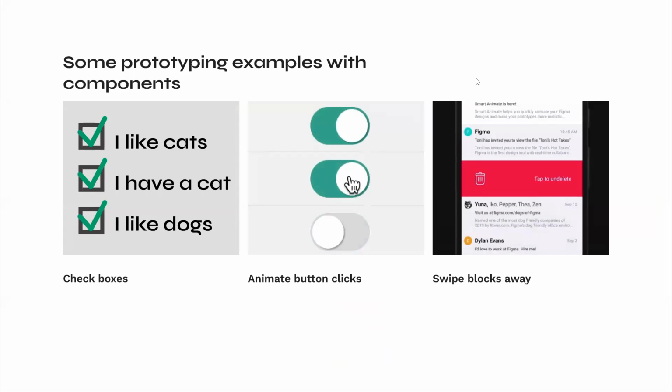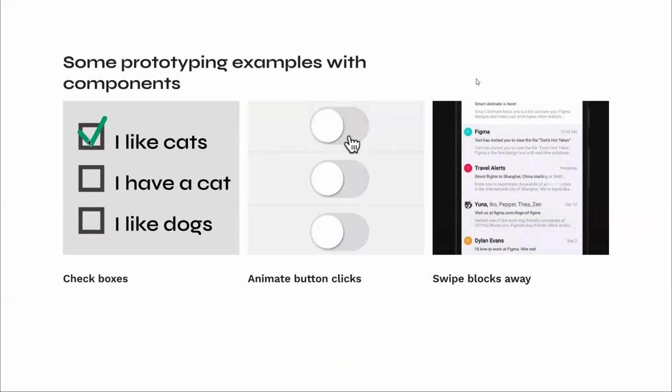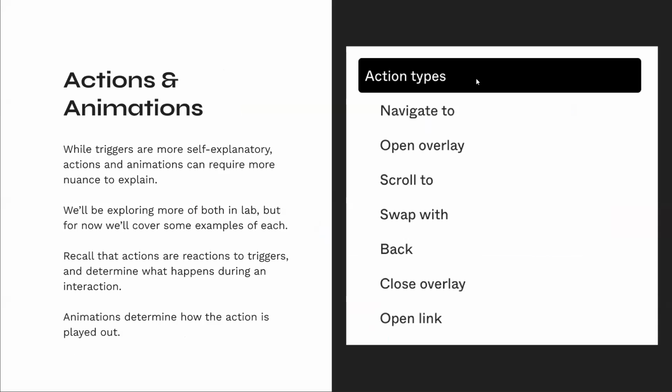Some prototyping examples with components are checkboxes, animating button clicks, and also swiping blocks away, like deleting emails. While triggers are more self-explanatory, actions and animations can require more nuance to explain. We'll be exploring more of both in the lab, but for now we'll cover some examples of each. Please recall that actions are reactions to triggers and determine what happens during an interaction. Animations determine how the action is played out.